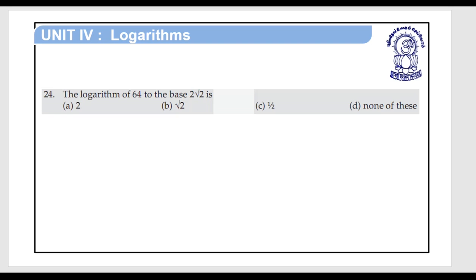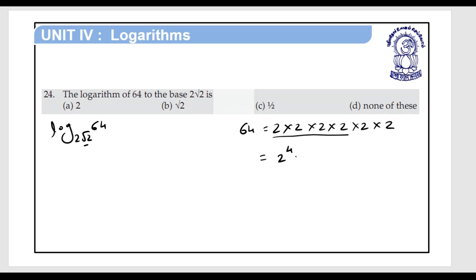Next question. The logarithm of 64 to the base 2 root 2 is log 64 to the base 2 root 2. Here 64 means 2 2s are 4, 2s are 8, 2s are 16, 2s are 32, 2s are 64. We require 2 root 2. So 2 raised to 4 and 2 square.